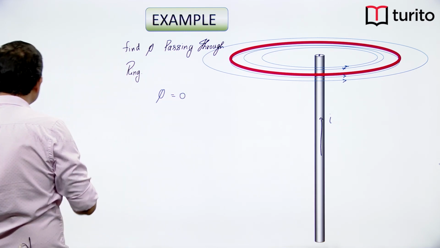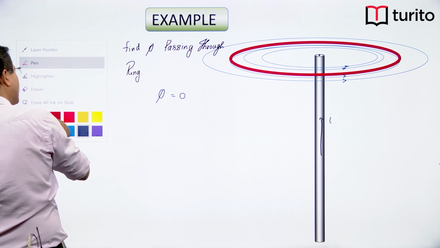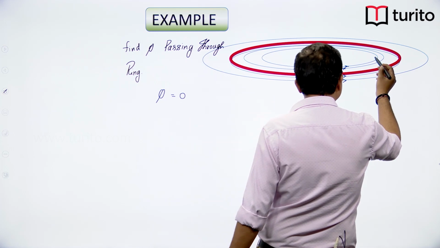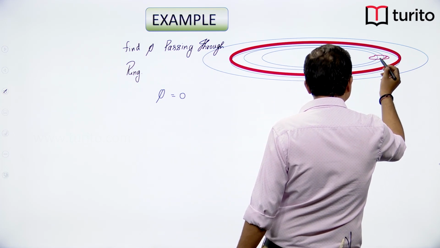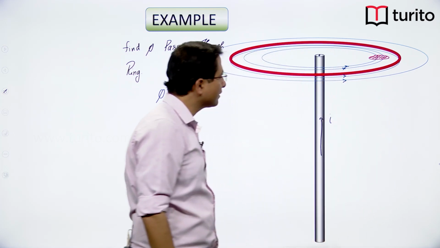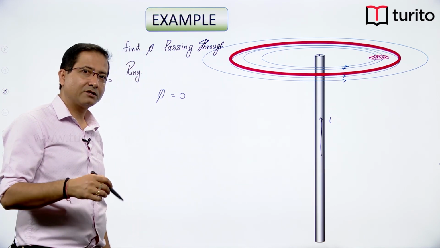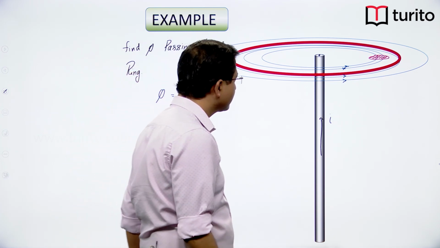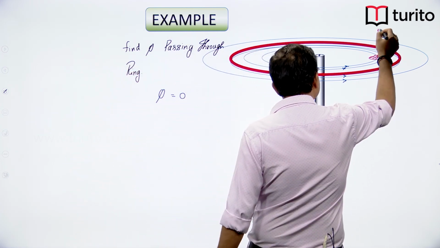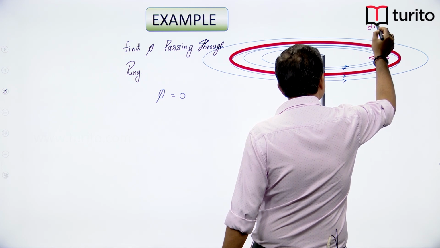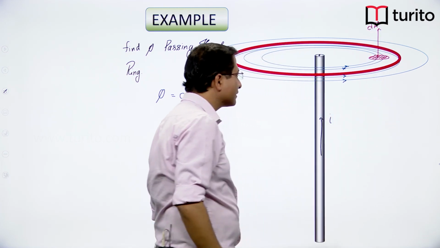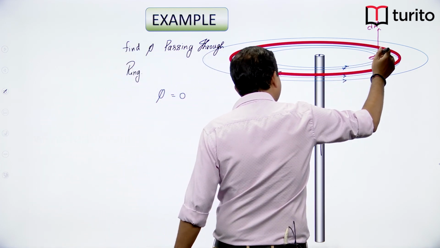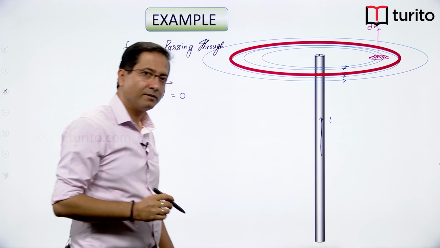Or another thing I can do to make it more clear, if I take a small area over here, an imaginary area over the area bounded by the ring, then this will have an area vector in this direction, okay. dA will be like this, and the magnetic field line, you can see, will be in the inward direction. That means the angle between them is 90 degrees.